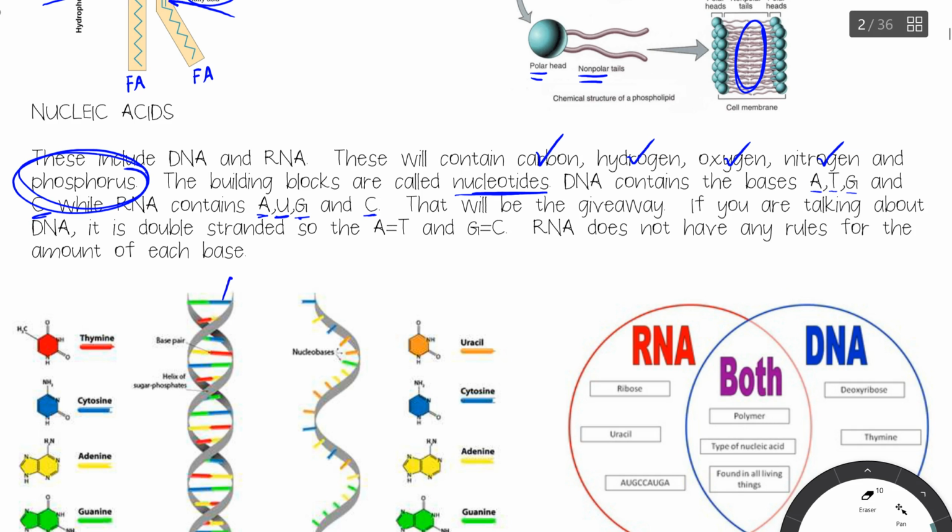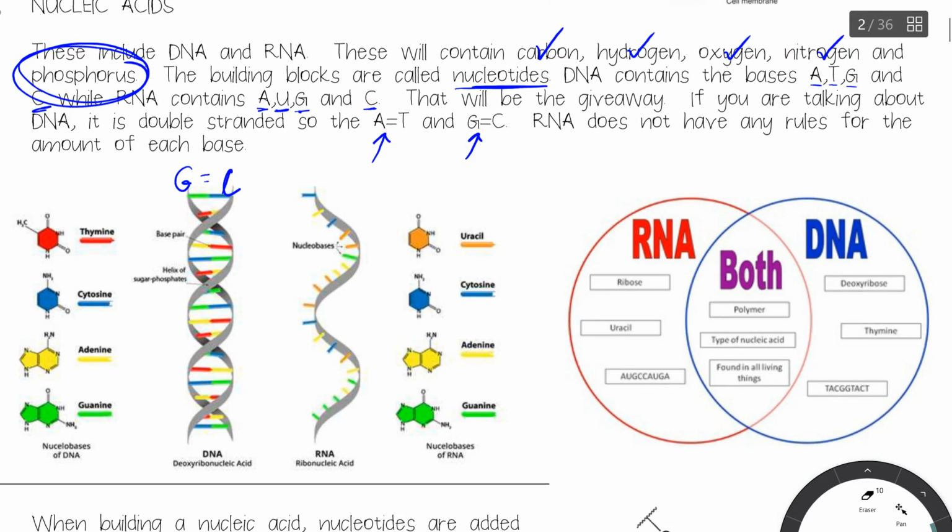So everywhere there's a C, it's color-coded, right, there will be a G. So therefore your C's will equal your G's, and your A's will equal your T's. That's Chargaff's rule. RNA does not have any rules like that because RNA is only single-stranded, and because it's single-stranded, it's not going to have to worry about any complementary bases, and it's going to have uracil and not thymine.